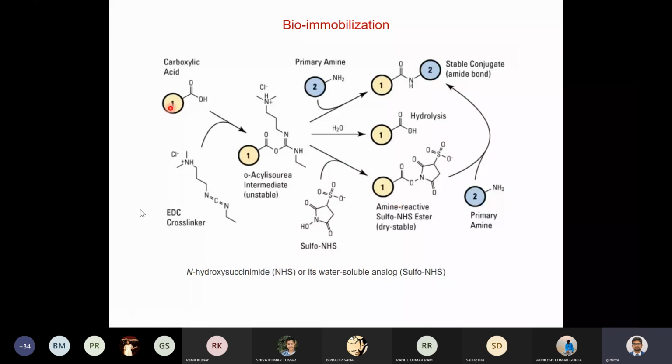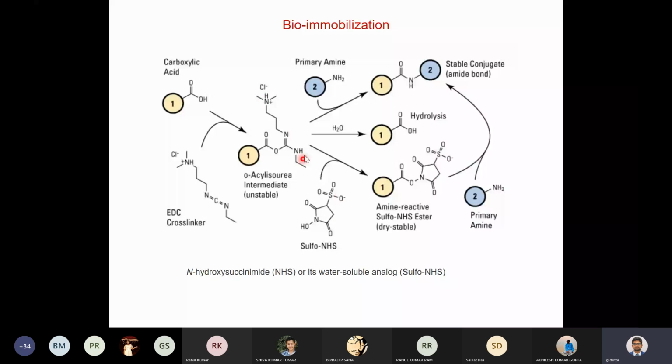This is the carboxylic acid functionalized sensor surface, right? So you are adding EDC cross-linker here. EDC will bind like this, okay? Then you can add another chemical, that is sulfo NHS. So then what happens? This linker actually leaves, right?